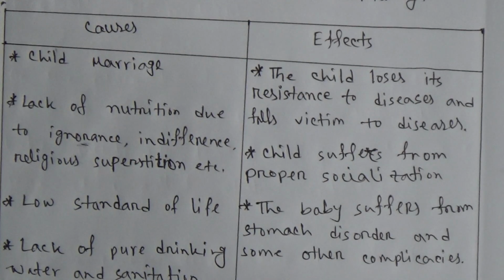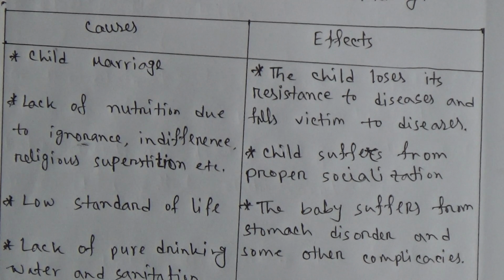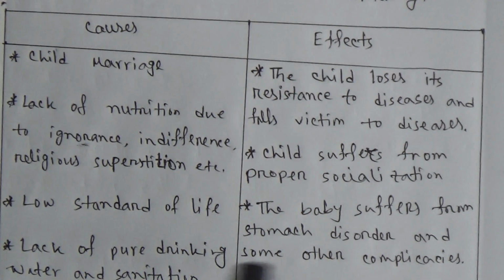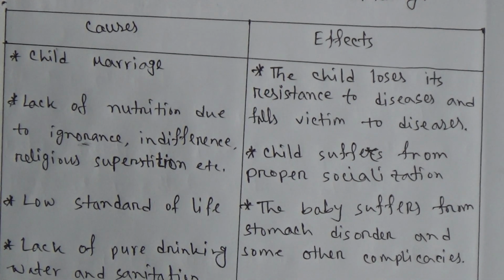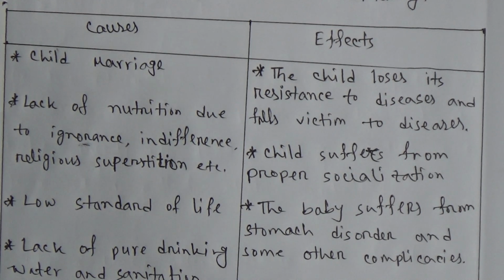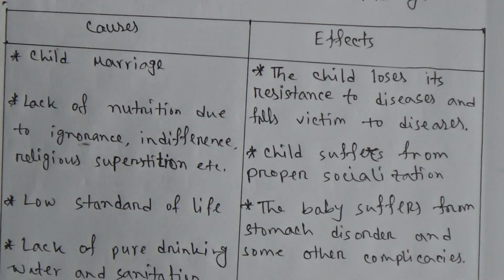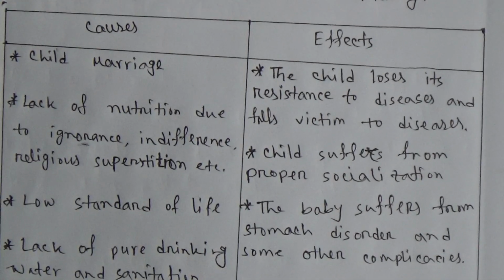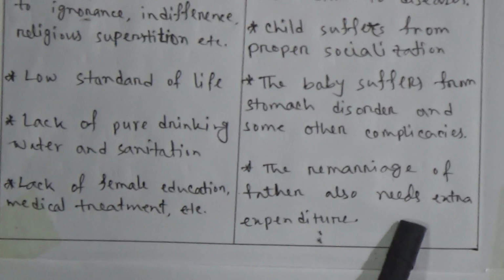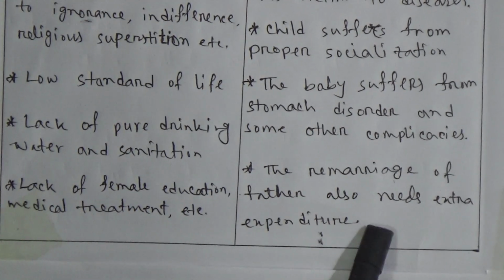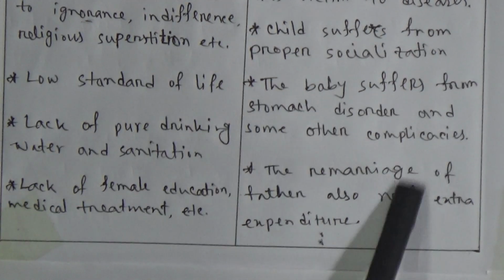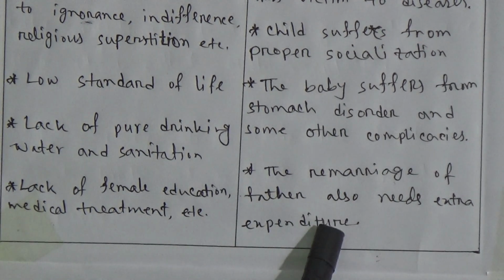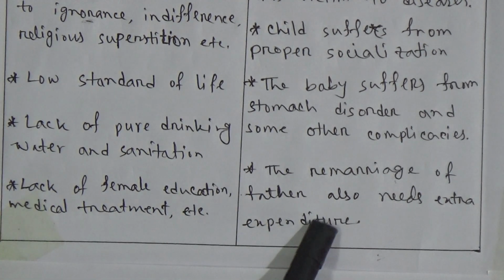And then the remarriage of the father also needs extra expenditure. That means whenever the mother of a family dies, it is very difficult for a father to take care of a newborn child. So if the father wants to get married again, he needs extra expenditure. Sometimes they cannot afford that. So this is actually a great effect of maternal mortality in the society.